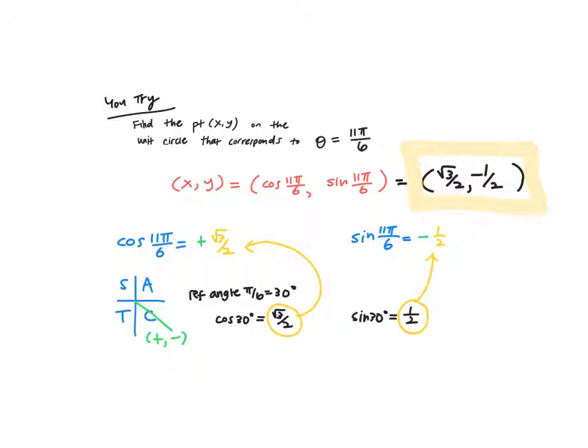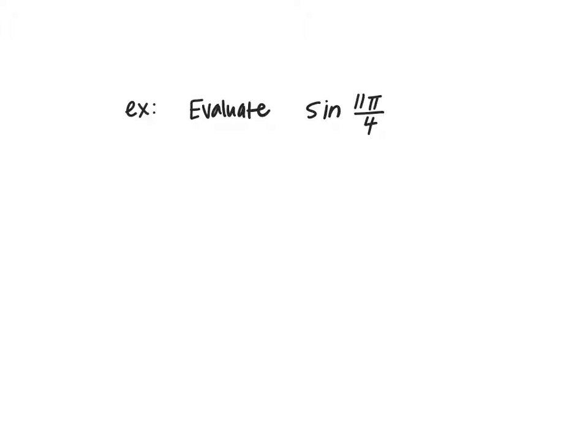The correct answer is root 3 over 2, comma, negative 1/2. If you have the unit circle in front of you, you just read the x, y ordered pair, but if you don't, you have to find cosine of 11 pi over 6 and sine of 11 pi over 6, and rewrite that as an ordered pair. Let's say you have to find the exact value of sine of 11 pi over 4.